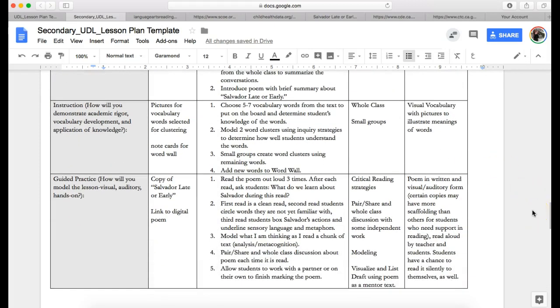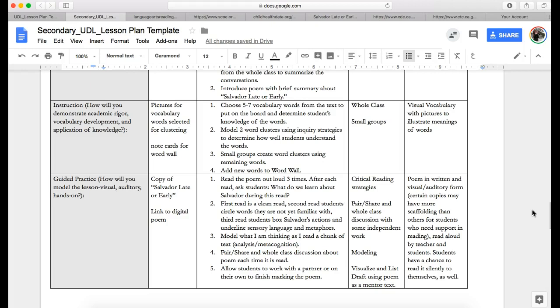All right, moving on to the instructional steps. We'll begin with identifying those vocabulary words that you saw earlier from the text. We'll put those vocabulary words on the board or PowerPoint, and we're going to use pictures to support our EL students especially, but all students really, because many of the words are probably going to be new to them. The teacher will choose 2 words to model word clusters, and then using inquiry strategies determine how well the students understand the words and create those word clusters on the board.